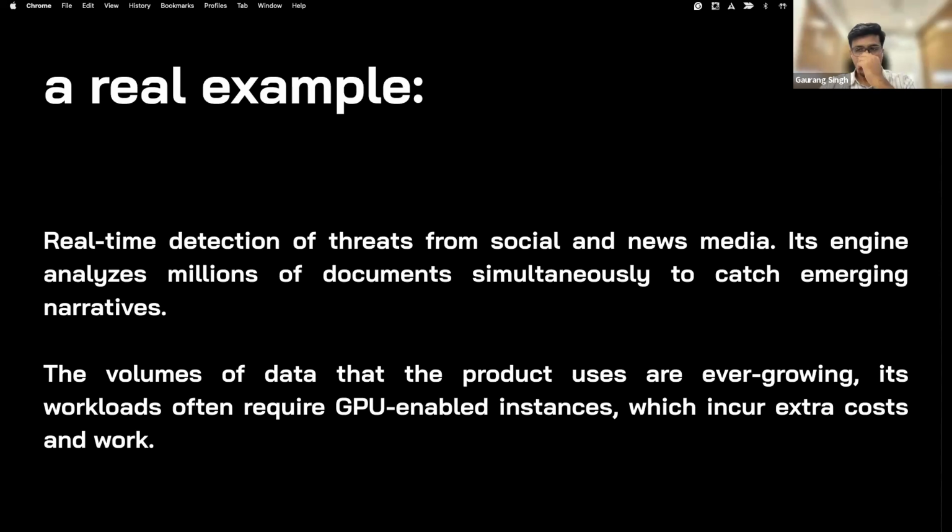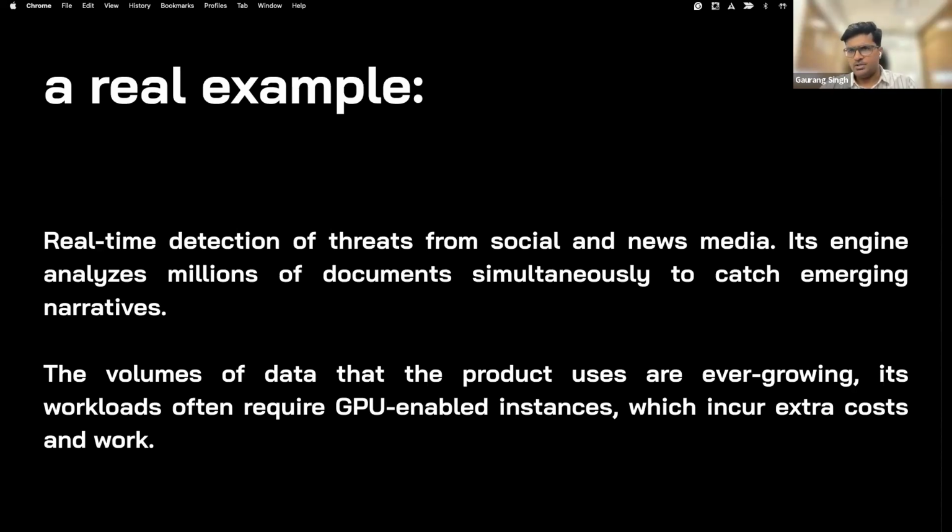And what is the result, right? So let's understand the results. This is a real-time example. One of our customers, which is in social media and news media, has lots of online documents, right? They process those documents and try to understand the insights from them, and try to find the narrative out of it.